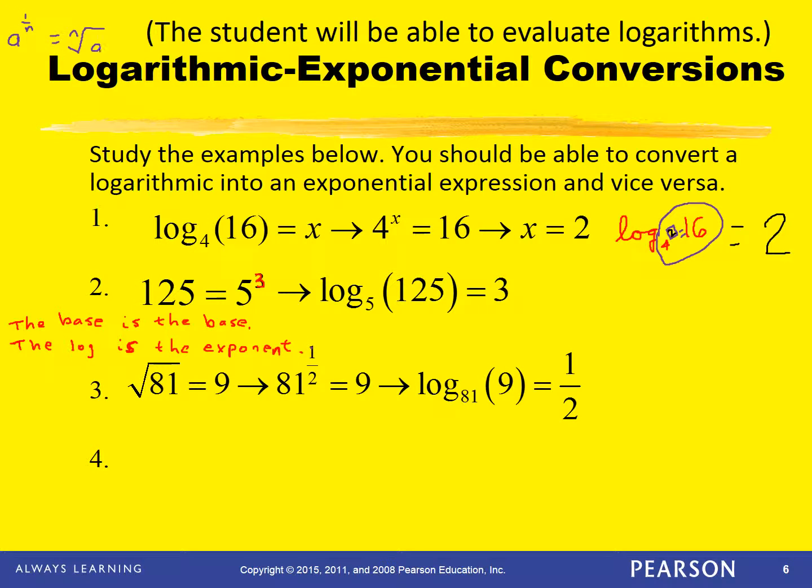Square root of 81 equals 9. How would you write square root of 81 equals 9? Well, first you want to remember that the square root is the 1/2 power. And of course, it's powers that we need because the logarithm is a power. We're dealing with powers, and so we want everything as powers or exponents.